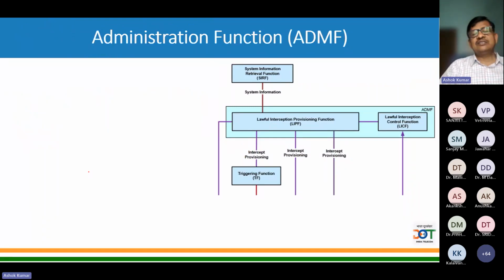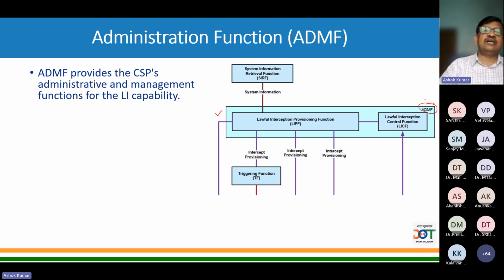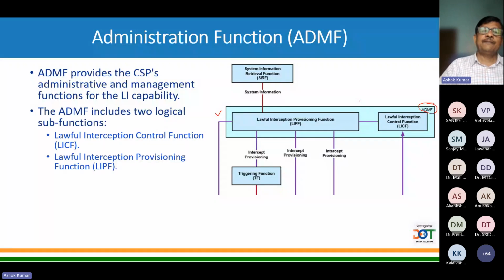The next network function we have is the admin function. The admin function, as I told, is for administrative and management function of LI capability. So for TSPs, this is the element which allows them to manage the interception related activity on the network. It has two entities. As I said, one is called LICF, another is called LIPF. So the control part is here and the provisioning function is here.